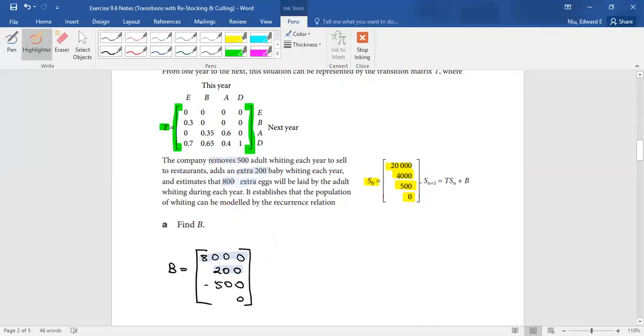All right, and so that's why we've got a negative 500 there. All right, and then we've got 0. And this covers off our B section of the formula.